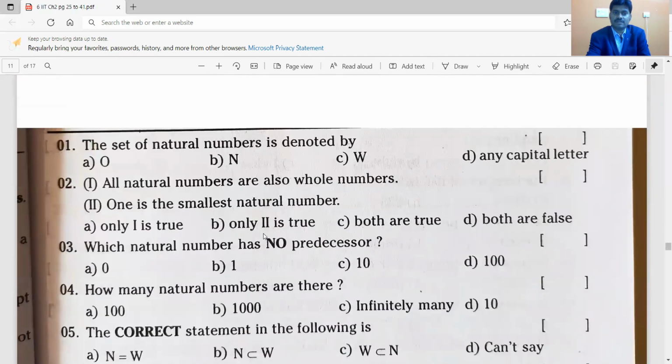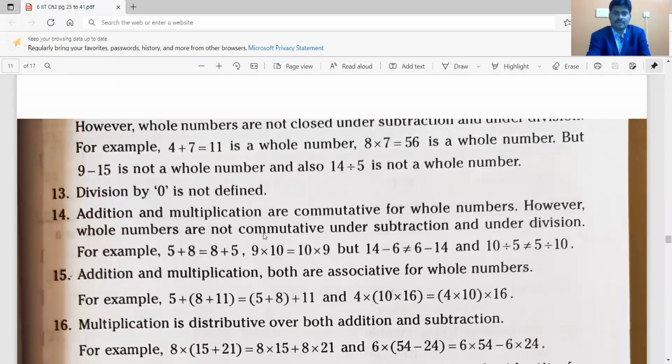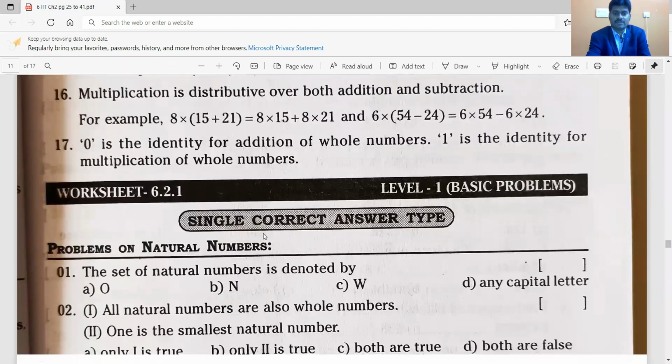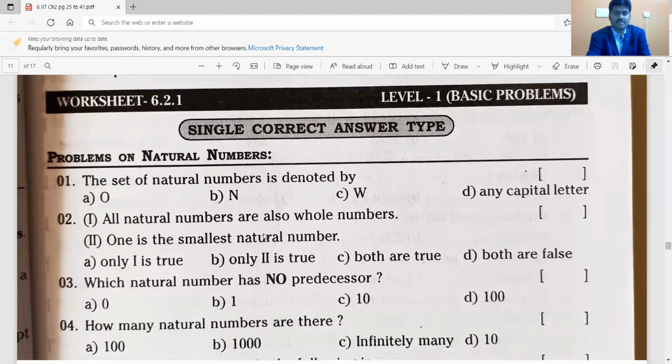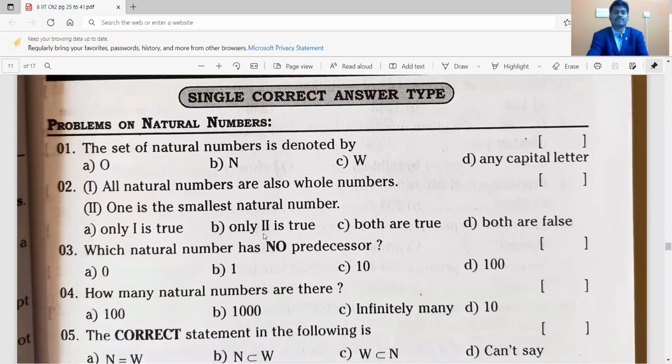Let's go for the objective type. Okay, let us check some objective type questions here. See some questions from 1 to 5.